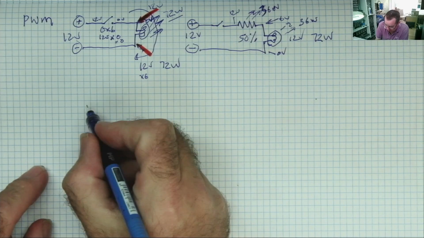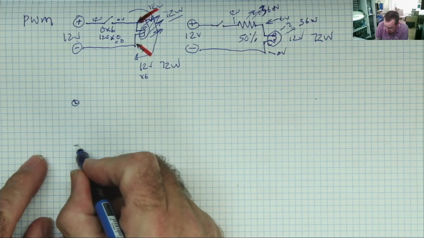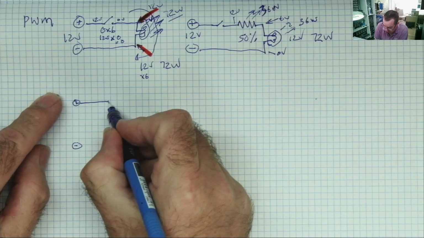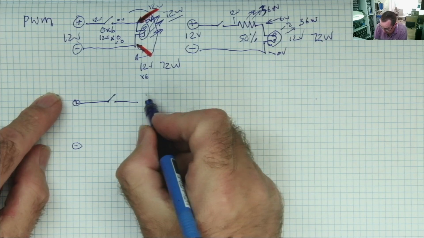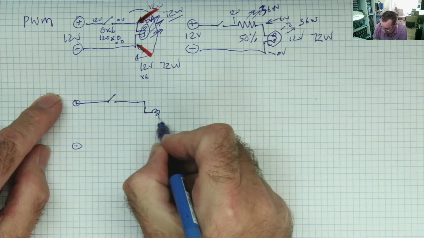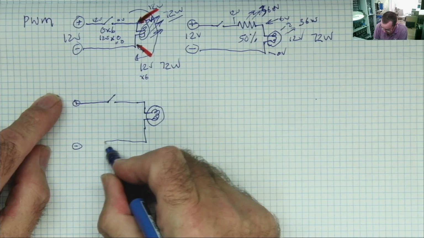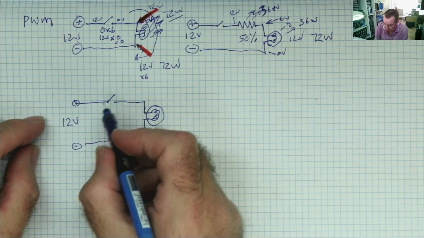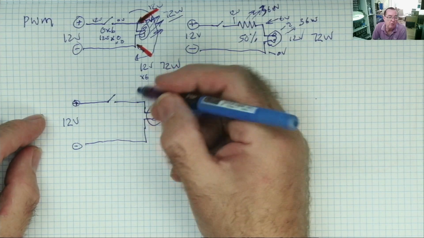As a switch, we can switch very quickly, automatically, because our fingers are not fast enough. The light bulb here. So here we have again the 12 volt supply, plus and minus. We're switching this switch on and off, on off, on off, on off.